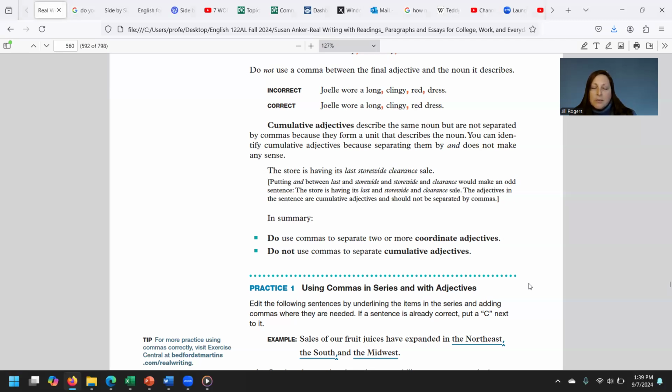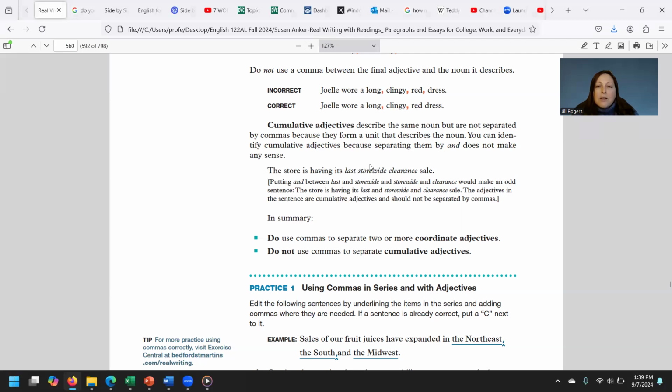That just means that they have to go in a certain order when they are put before a certain noun. But to be honest, it's easier just to remember that there are certain cumulative adjectives we use a lot, like, for example, last store-wide clearance sale. When we're talking about sales, for some reason we use a lot of these cumulative adjectives, like flash sale, flash clearance sale, or last store-wide clearance sale, right? So I don't know, maybe advertisers thought of it.